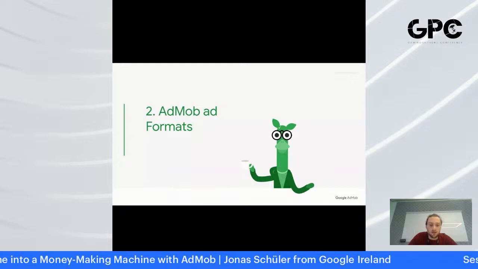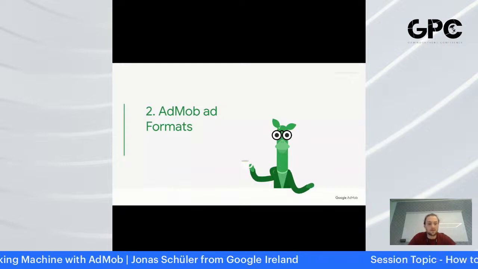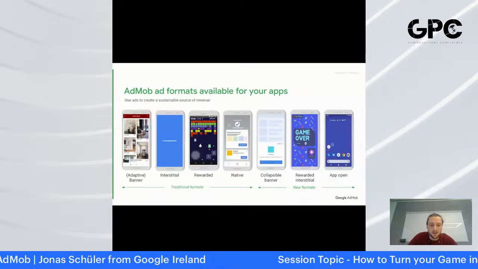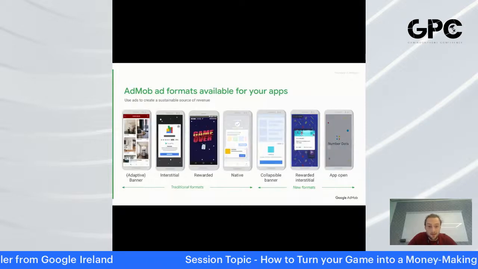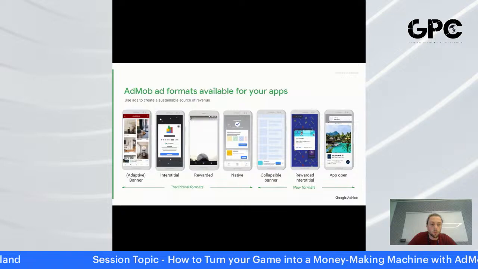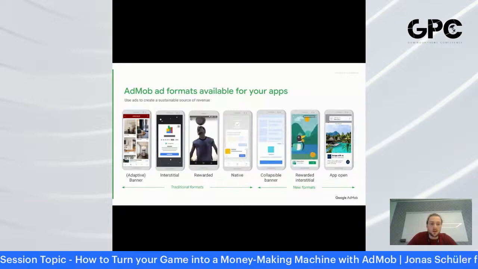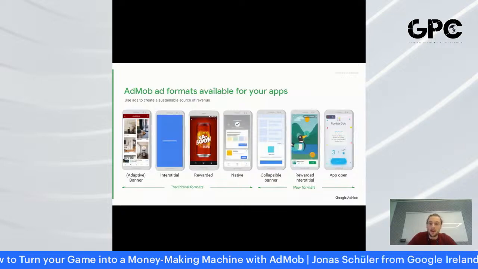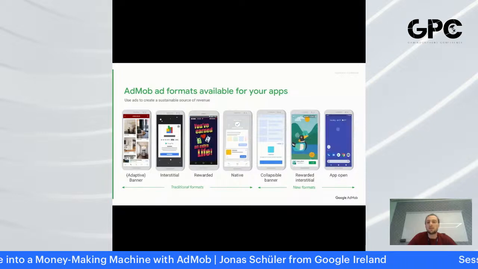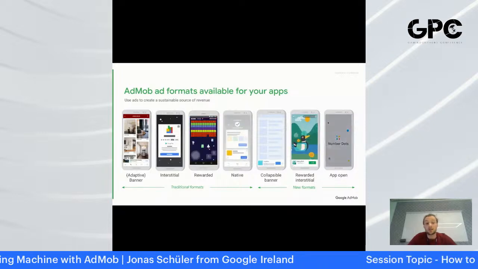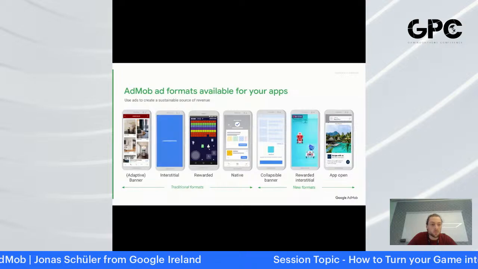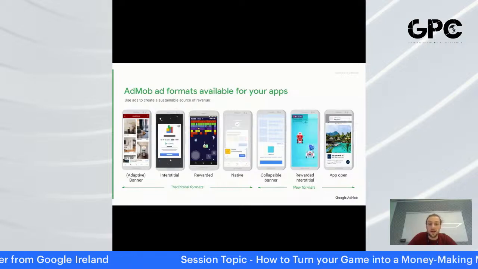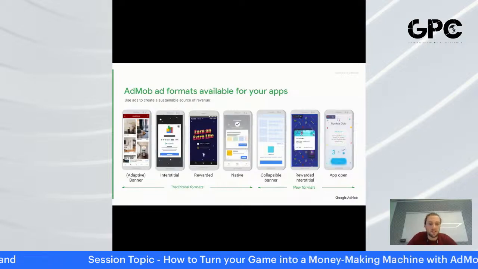Let's move on to the second part, AdMob and formats. There are some traditional ad formats like adaptive banners, interstitial ads, rewarded, and native, which you might know, but we also have AdMob formats that are exclusively available for AdMob partners, which are, for example, collapsible banners, rewarded interstitials, and app open. We will go into the formats in a bit.